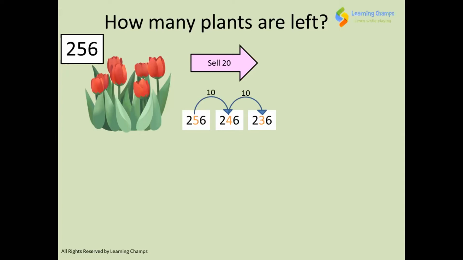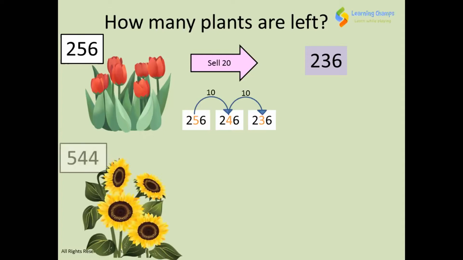236. Yes, you all were correct. Very good. Now let's look at another example. These are sunflowers. If we sell 50, how many times should I count backwards this time?